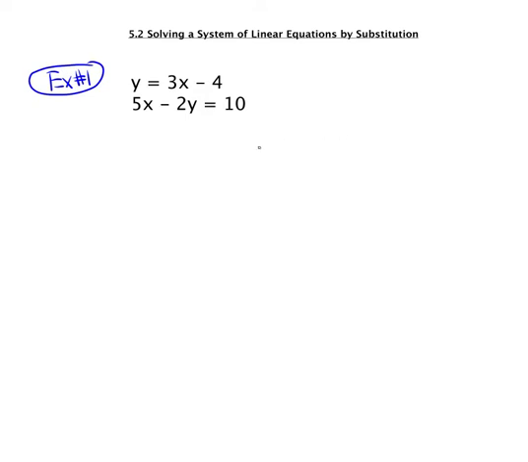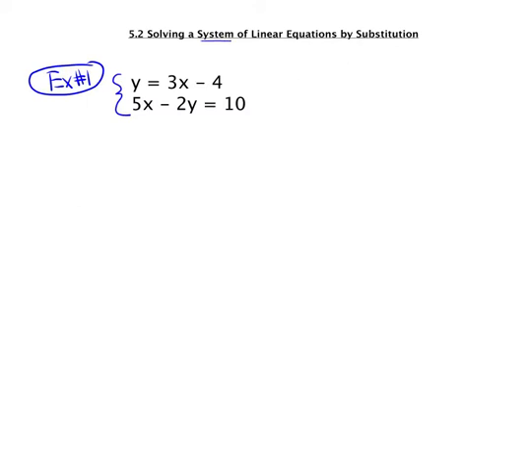We'll be solving a system of linear equations by substitution. Now, if you notice that I have two equations, that is what a system is. In mathematics, in algebra, the system just means two or more equations. So I see I have two equations here. Now, sometimes there will be a bracket here, which means that these two equations go together, and that just means it's a system. We're going to solve it by substitution.